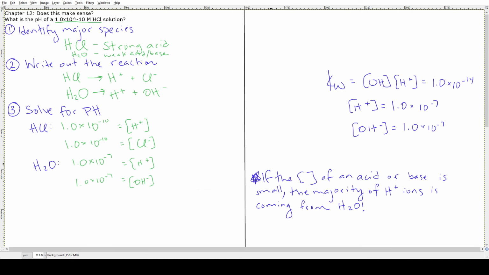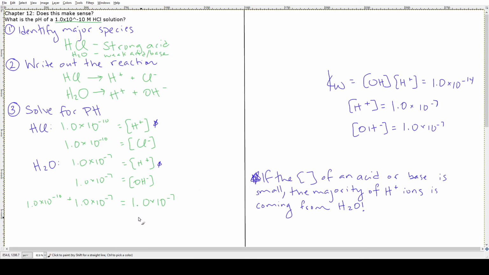Okay, so now let's actually figure out that pH. I need to add together my two concentrations of hydrogen ions. So that'll give me 1.0 times 10 to the negative 10 plus 1.0 times 10 to the negative 7. And if you want to keep only one digit after the decimal place to follow addition sig fig rules, this actually ends up just being equal to 1.0 times 10 to the negative 7.